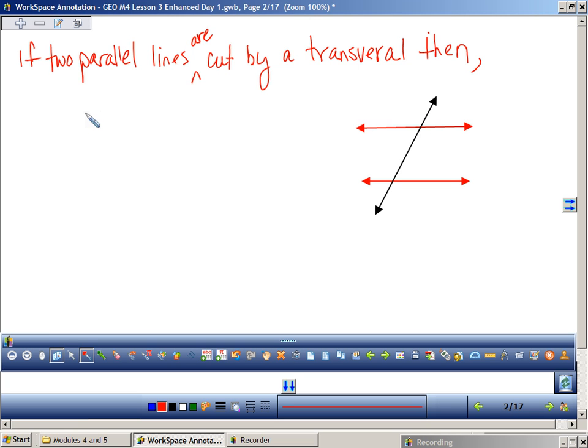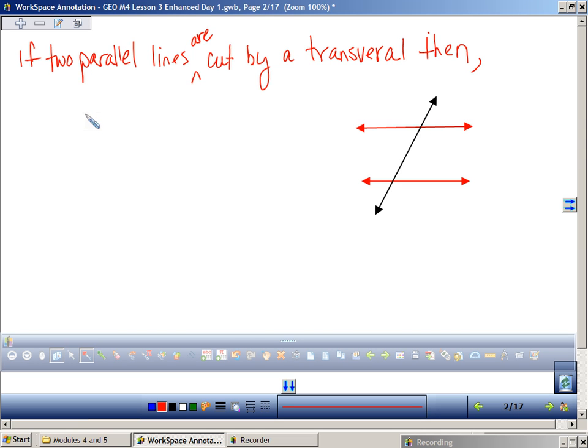Then I have supplementary angles. Where? How? Why? Start talking about angles. If two parallel lines are cut by a transversal, then what do I know about some angles? Let's hear one of them. Alex. You get corresponding. Corresponding angles are what? Congruent. Are congruent.